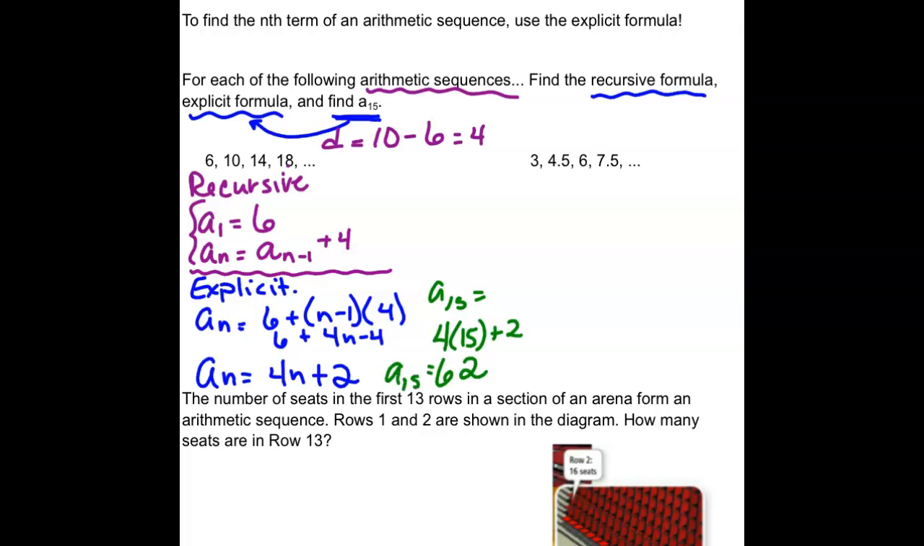All right, let's try another one. To find our common difference again, we're going to take second term minus the first term. So we end up with a common difference of 1.5. So we're just adding 1.5 each time. So my recursive rule, my first term is a 3. All my other terms will take the previous number and add to it 1.5.